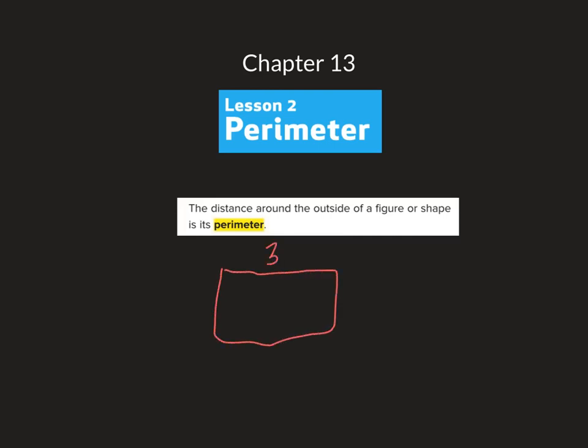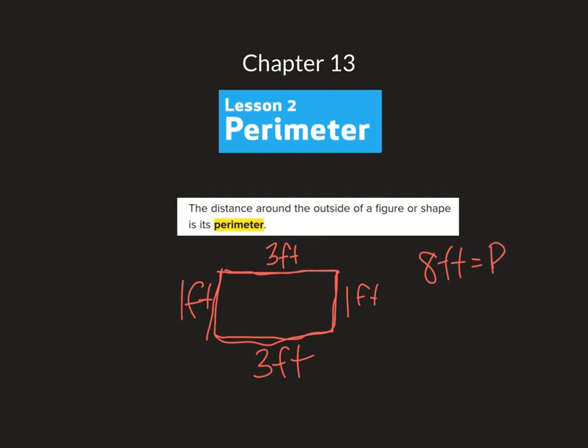And this was 3 feet, this was 1 foot. Okay, it's a very small garden. 1 foot and 3 feet. How would I figure out how much fence I would need? I would add 3 plus 1 plus 3 plus 1, 6, 7, 8. So I would need 8 feet of fence. And that is my perimeter.